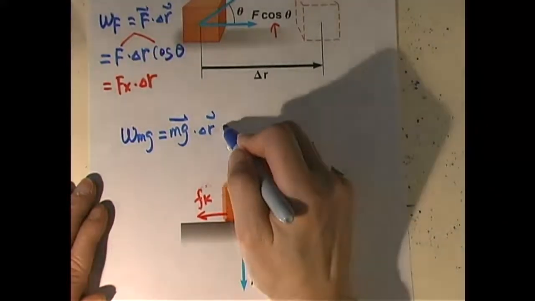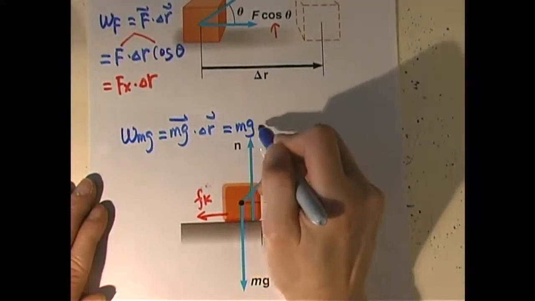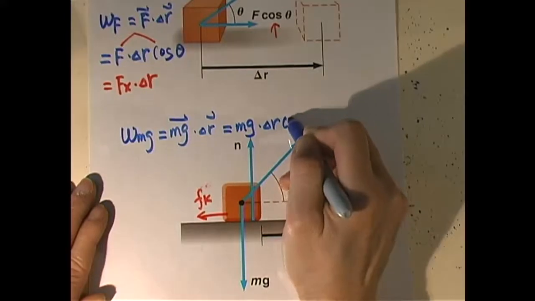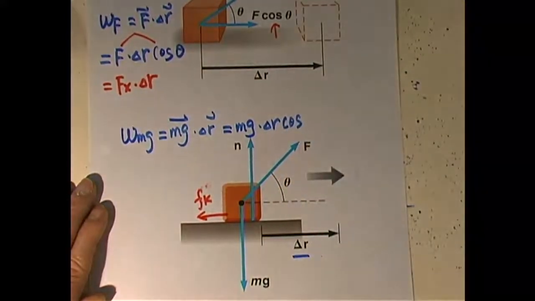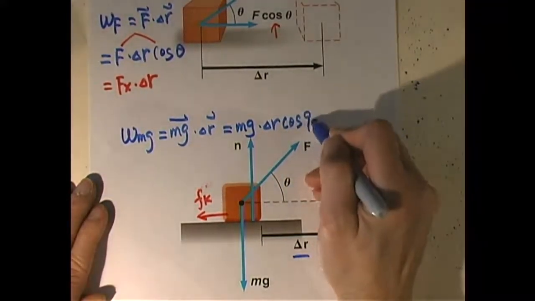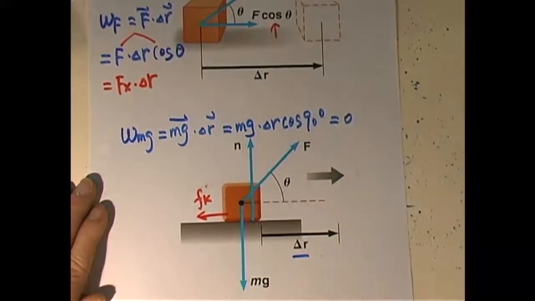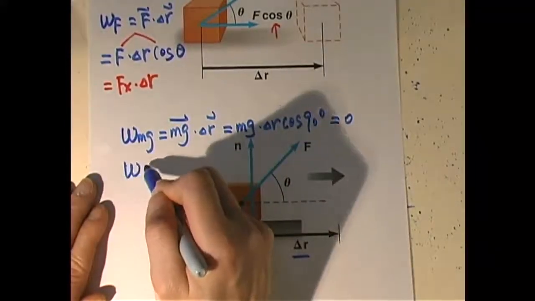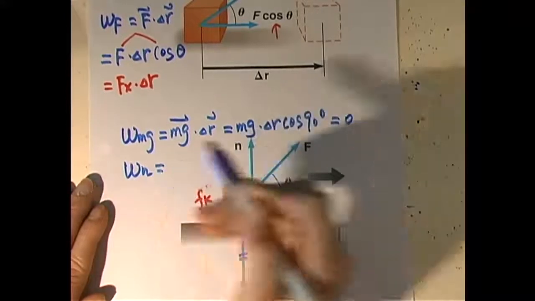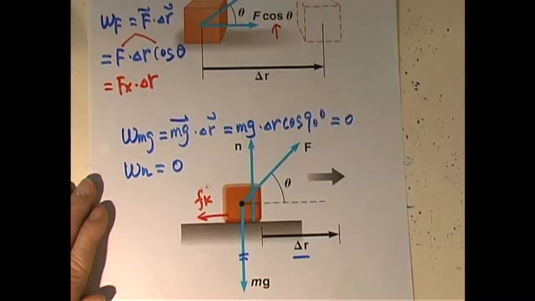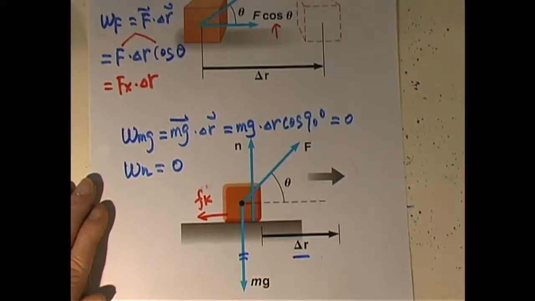Now, the definition is magnitude of gravity, magnitude of displacement, cosine of the angle between gravity and delta r, which is 90 degrees. That equals 0. So when a force is perpendicular to the displacement of an object, this force does 0 work. Similarly, the work done by the normal force will be 0, because it has an angle of 90 degrees with respect to delta r.